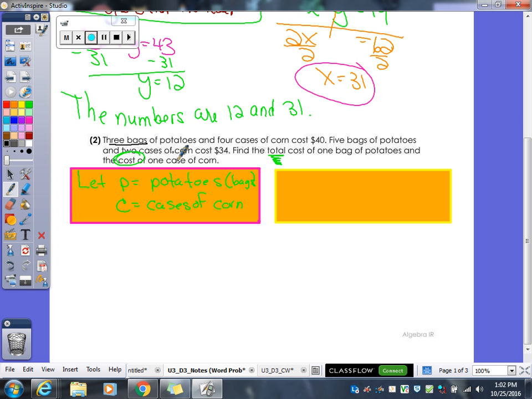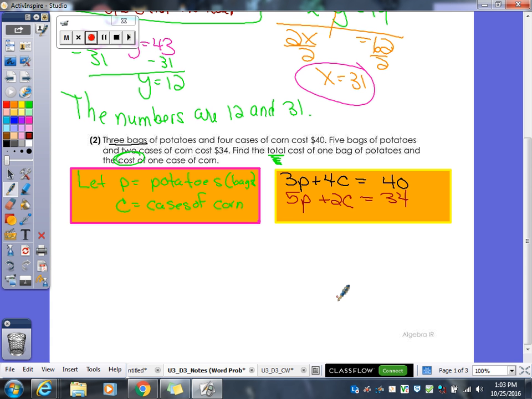3 bags of potatoes, so 3P, plus 4 cases of corn, 4C, costs $40. The next one, 5 bags of potatoes and 2 cases of corn cost $34. We want to find the cost of 1 bag of potatoes and 1 case of corn.